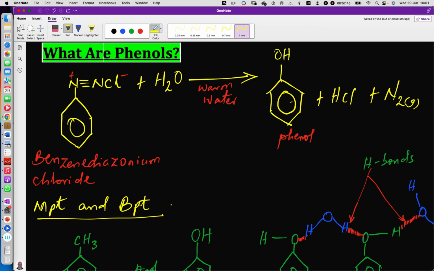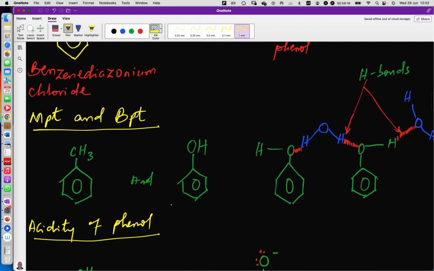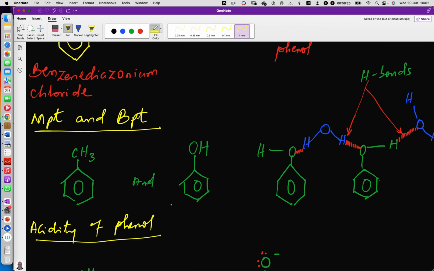This salt is very unstable, and if heated with warm water, it decomposes. It dissociates to give phenol and nitrogen gas that is released. Then, because of the nature of phenol, phenol has some physical and chemical properties. Some of the physical properties which I mentioned were the boiling point and the melting point.